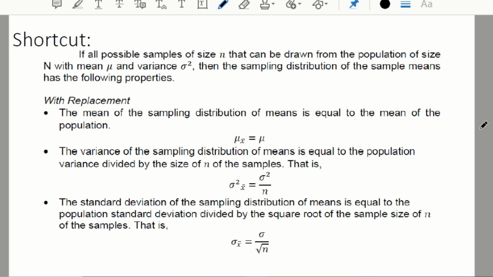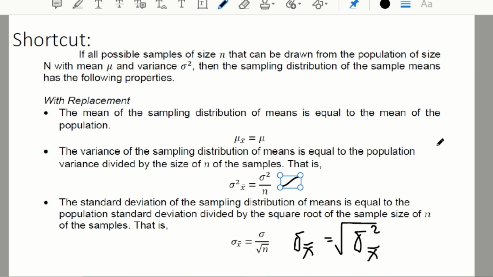The mean of the sampling distribution of means is equal to the mean of the population. So if you already computed the population mean, this is also the mean of the sampling distribution of the means. And next, the variance of the sampling distribution of means is the population variance divided by the size. And the standard deviation is just the square root of the variance of the sample means.